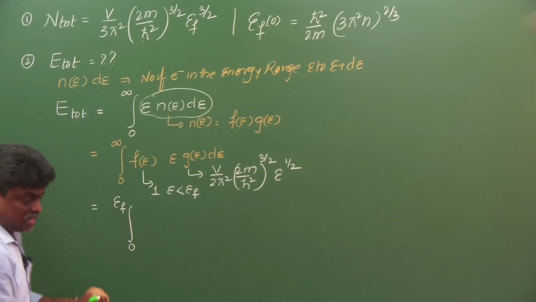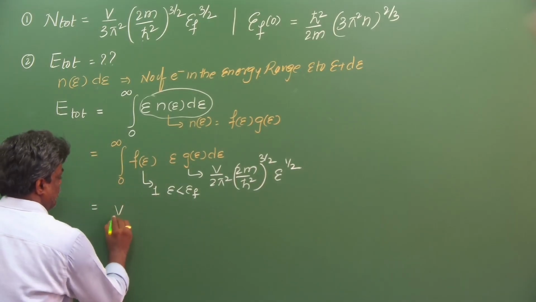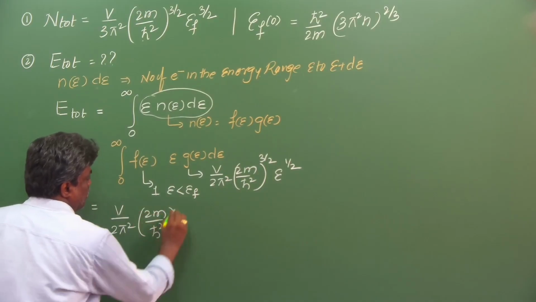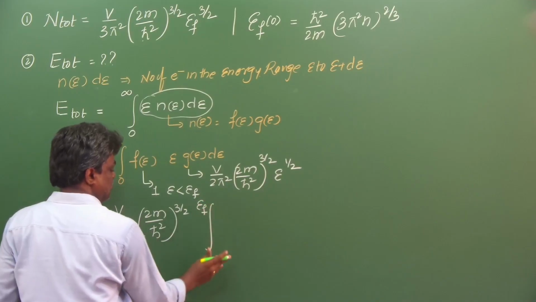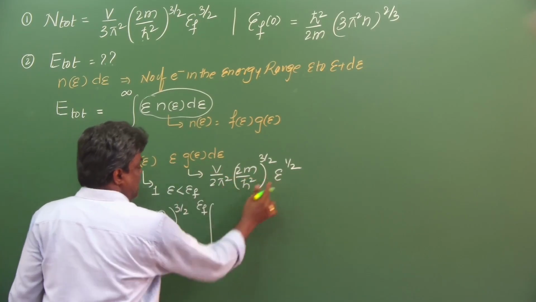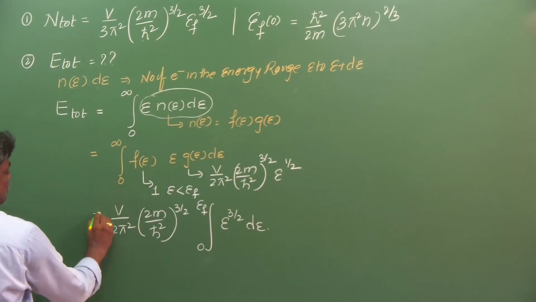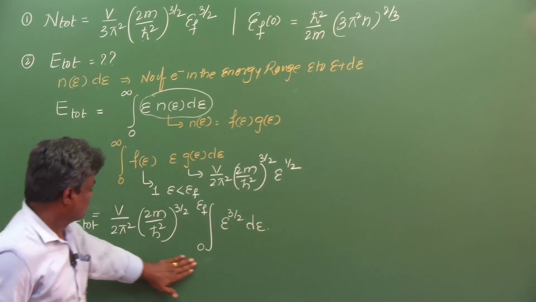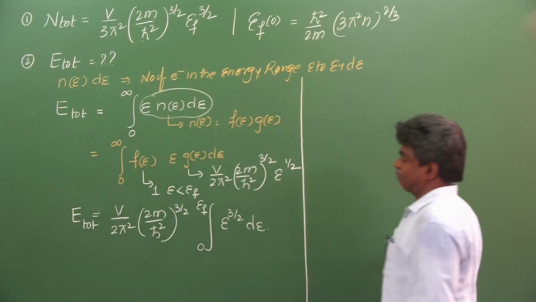Let me write constants outside. You can do it now. Because this is a 1, 0 to EF. Here it is E, here it is E, E power 3 by 2 dE. This is the total energy of the system. What you are finding is the total energy of the system.